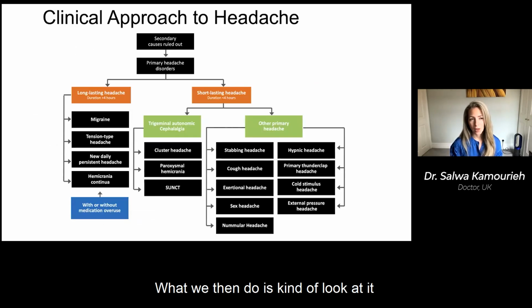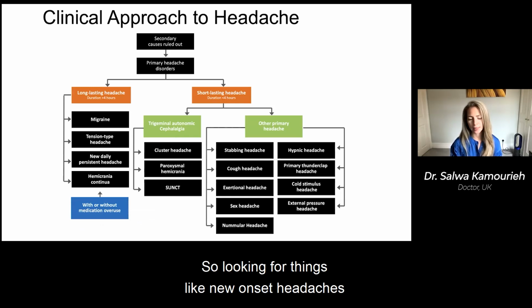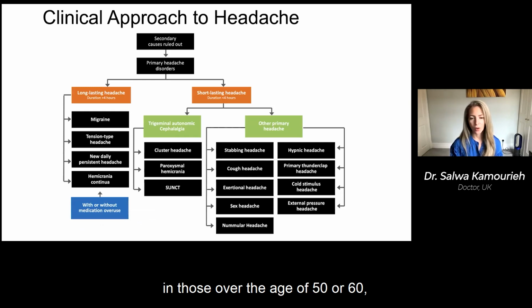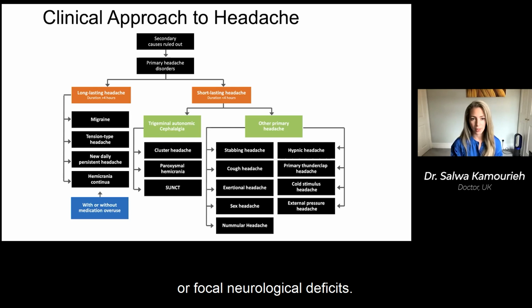What we then do is look at it from a clinical approach. It's important to always rule out secondary causes of headache. So we look for things like new onset headaches in those over the age of 50 or 60, sudden onset headaches, and associated features such as fevers, being systemically unwell, or focal neurological deficits. Once a secondary cause is ruled out, then the diagnosis is one of a primary headache disorder. And then it's down to us to work out, well, which one is it?